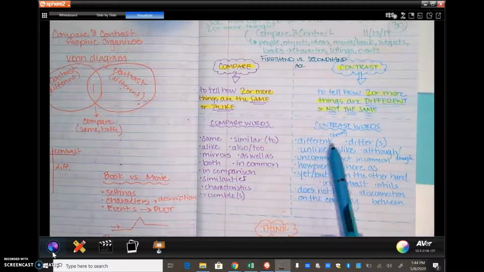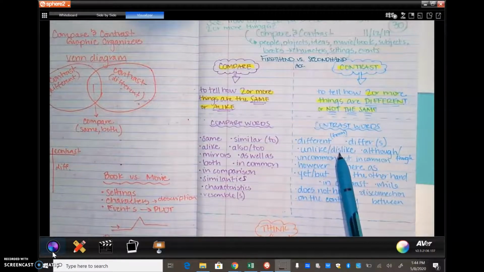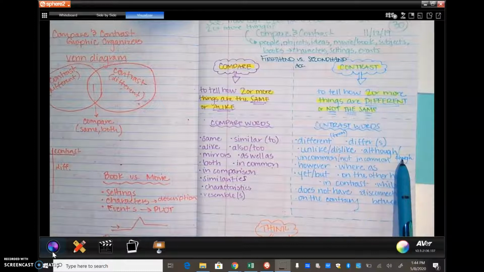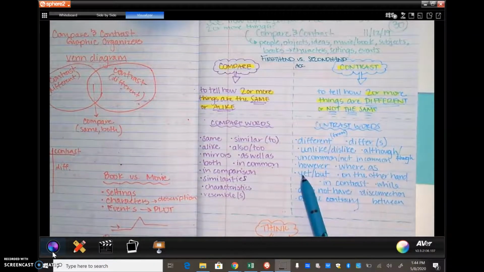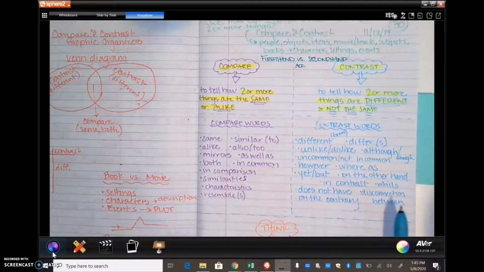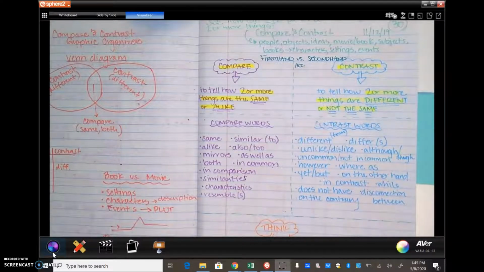So contrast words: different or different from, differ, differs, unlike, dislike, although, or though, uncommon, not in common, however, whereas, yet, but, on the other hand, in contrast, while, does not have, disconnection, on the contrary, in between. We came up with this list of words in class together, and it's a very good list of words. If you want to just pause for a moment and you can read through those, you may do so.